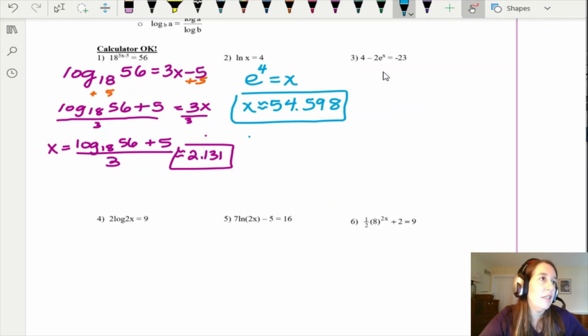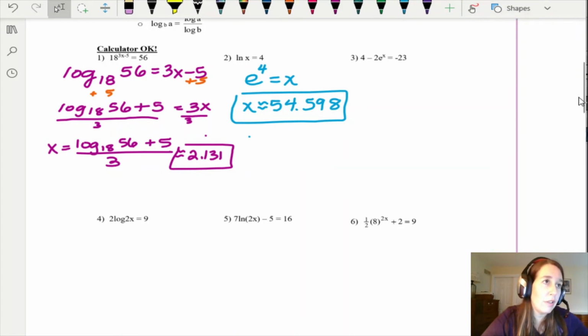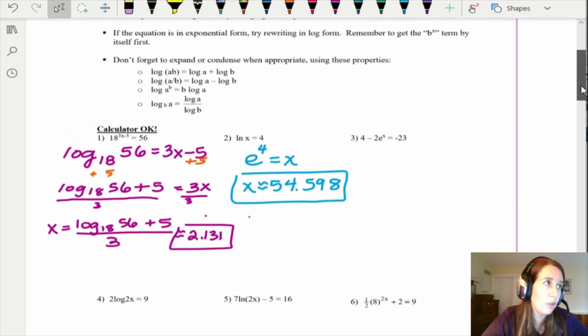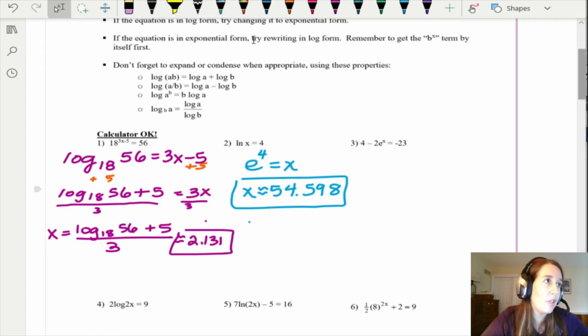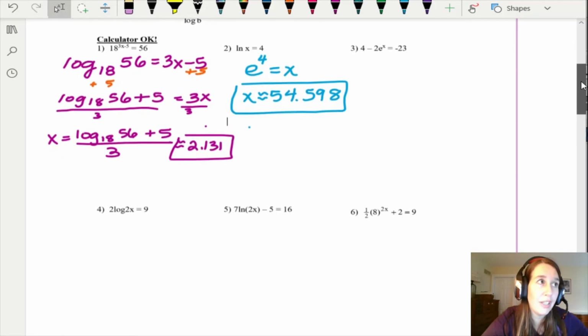All right, next problem. This is an exponential problem. I can tell because it doesn't say log, and also because I have e raised to the x power, the variable is in the exponent. So in order to solve this, back up to that little hint, number 2. If the equation is in exponential form, try rewriting it in log form. Remember to get the b to the x term by itself first. I mean, that is really helpful.